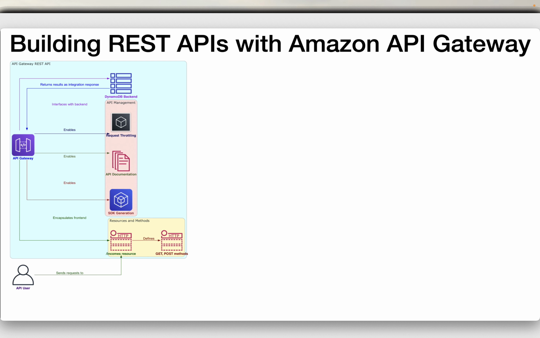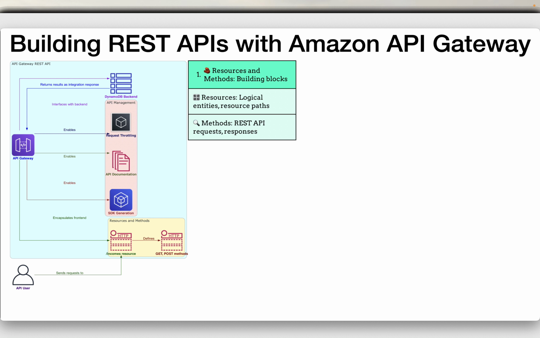Okay, building REST APIs with Amazon API Gateway. API Gateway REST APIs consist of resources, which are logical entities accessed via resource paths, and then you have methods which correspond to REST API requests and responses.